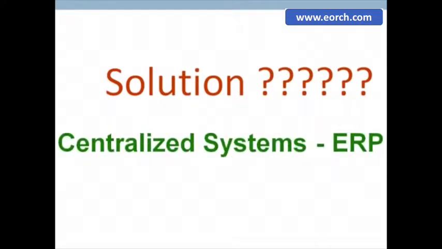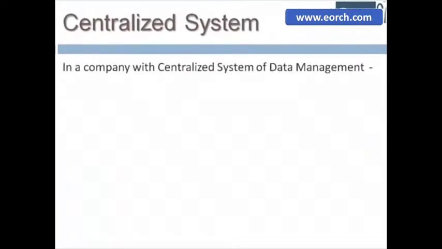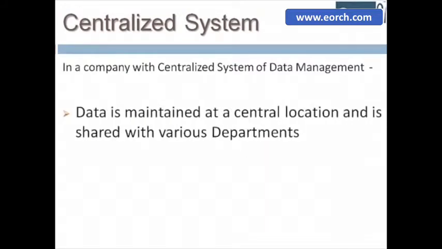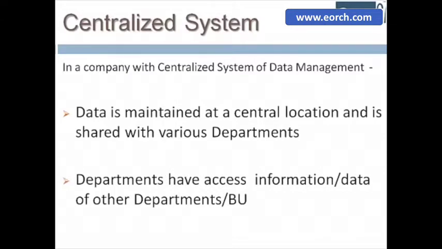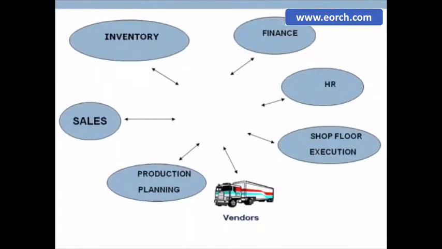Well, the solution lies in centralized systems, that is ERP. In a company with a centralized system of information and data management, data is maintained at a central location and is shared with various departments. Departments have access to information or data of other departments. Let's look at the same business process again to understand how a centralized enterprise system helps overcome problems posed by a decentralized enterprise system. In this case, all departments update a central information system.